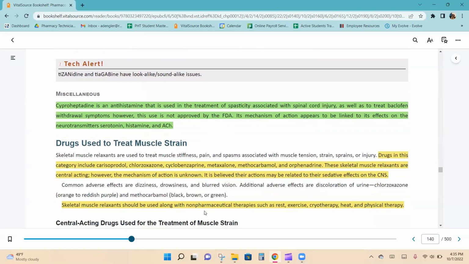Cyproheptadine is an antihistamine that is used in the treatment of spasticity associated with spinal cord injuries, as well as to treat baclofen withdrawal symptoms. However, this use is not approved by the FDA. So meaning it can be used for that, but the FDA has not said and approved that it can be used for this. Its mechanism of action appears to be linked to its effects on the neurotransmitters serotonin, histamine, and ACh.